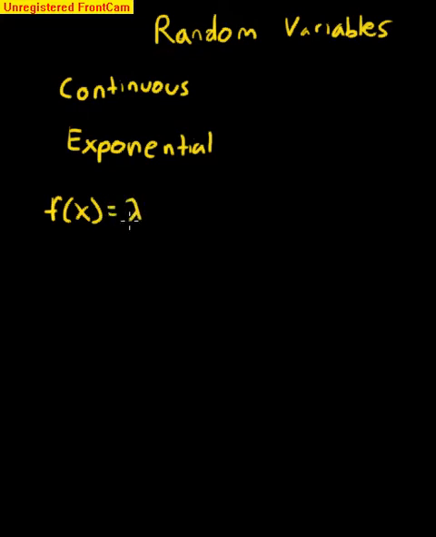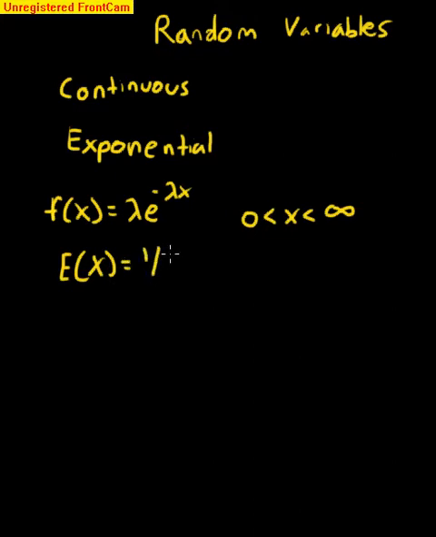So our PDF is lambda e to the negative lambda x, with the domain x between 0 and infinity. We have a first moment of 1 over lambda. We have a variance of 1 over lambda squared. And we have an MGF that we're going to be able to derive.